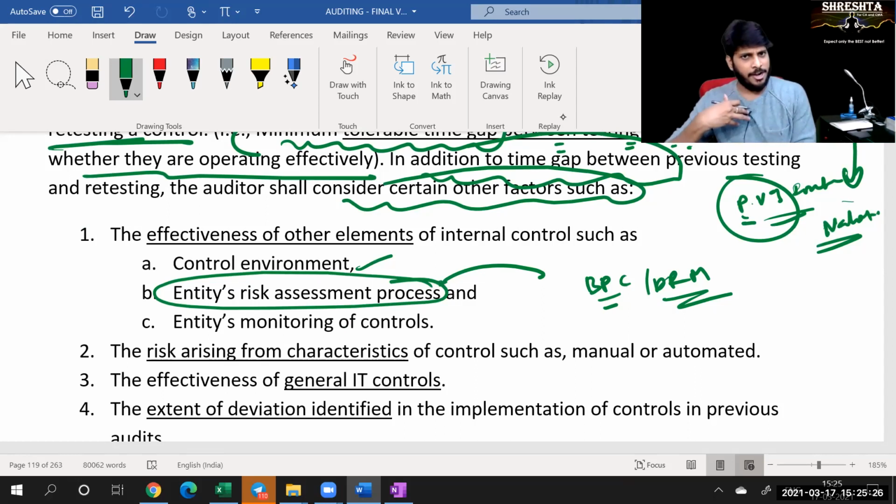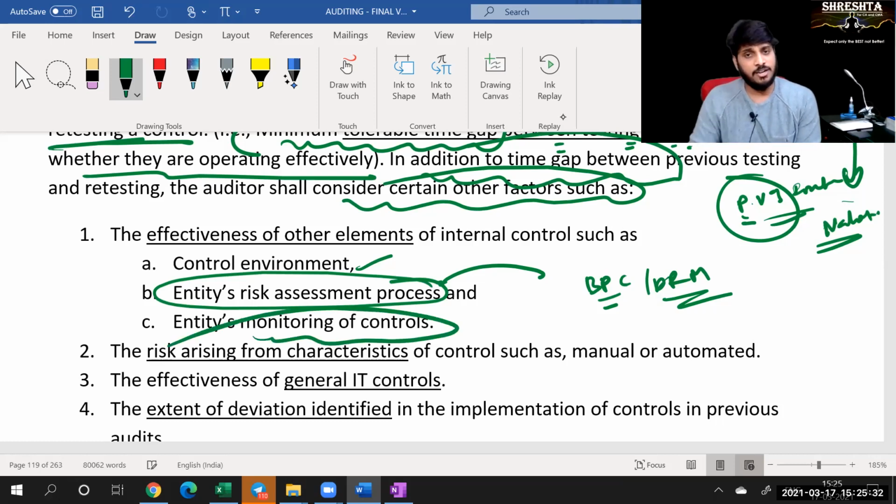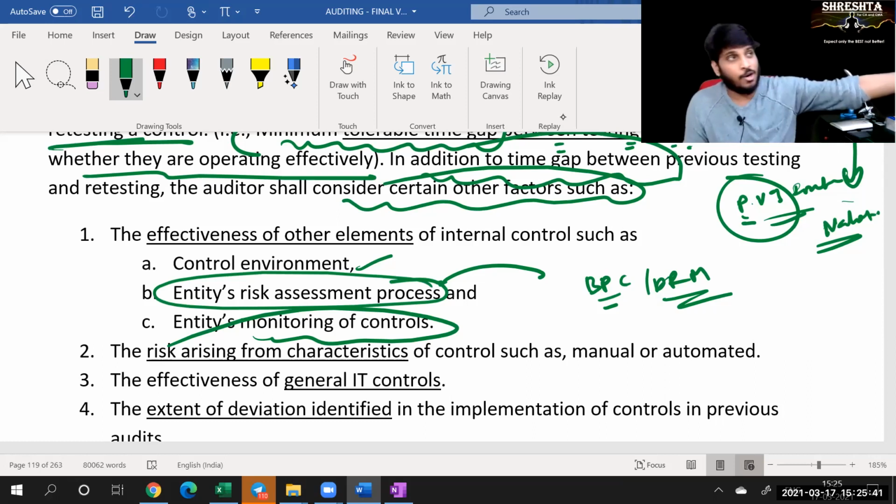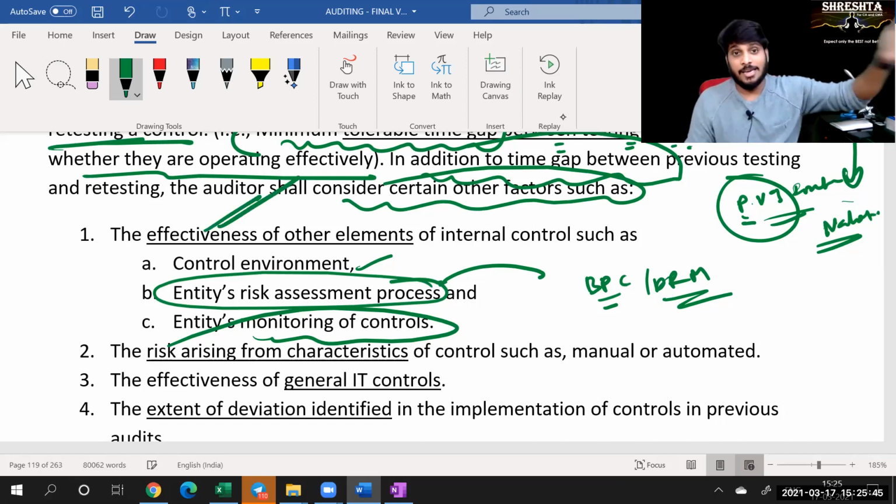How is the entity's risk assessment process, are they doing it regularly? Whether we auditors do it or not, keep that aside. Is the organization's risk assessment process effective? How is the organization monitoring controls? They have super monitoring people, so many internal auditors. They're regularly monitoring the control environment, everything. It is very, very effective.